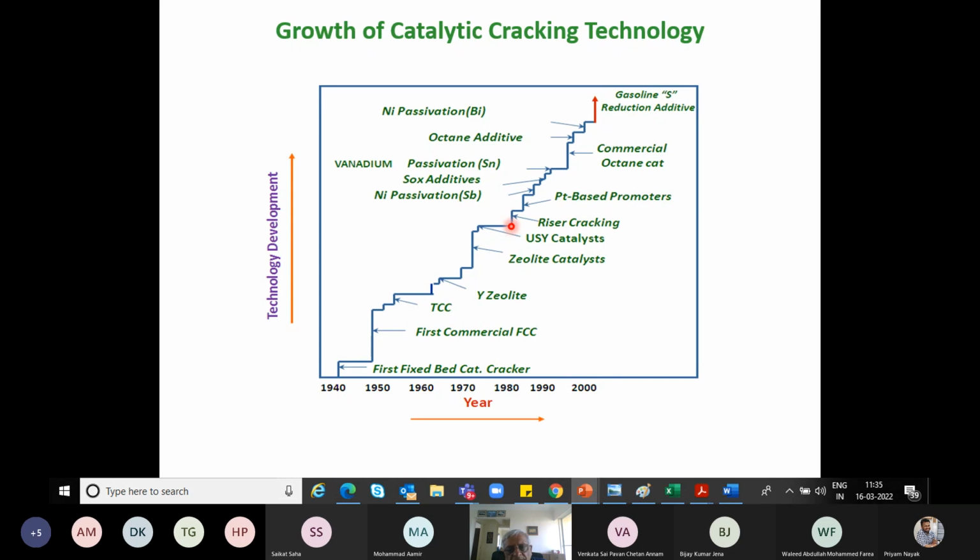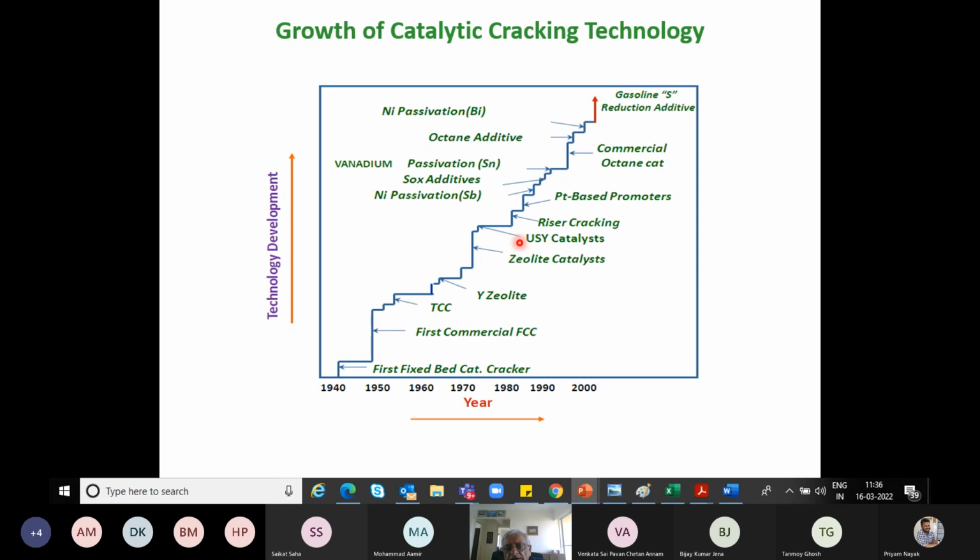And I'll explain all of this, so don't get worried. I'll explain what is riser cracking. And then many additives came in, such as platinum-based promoters, nickel passivators, and so on and so forth. And as we speak today, this particular technology is still evolving, in terms of making it much, much more efficient and able to make more money.